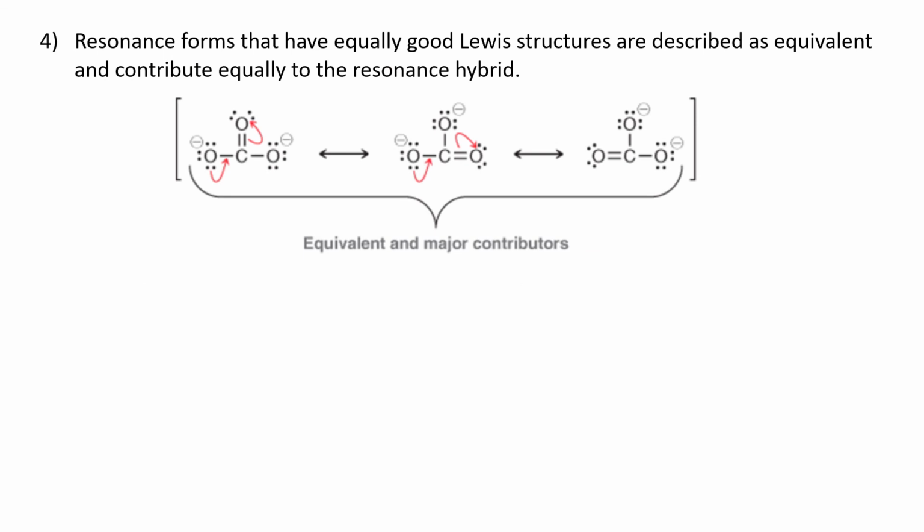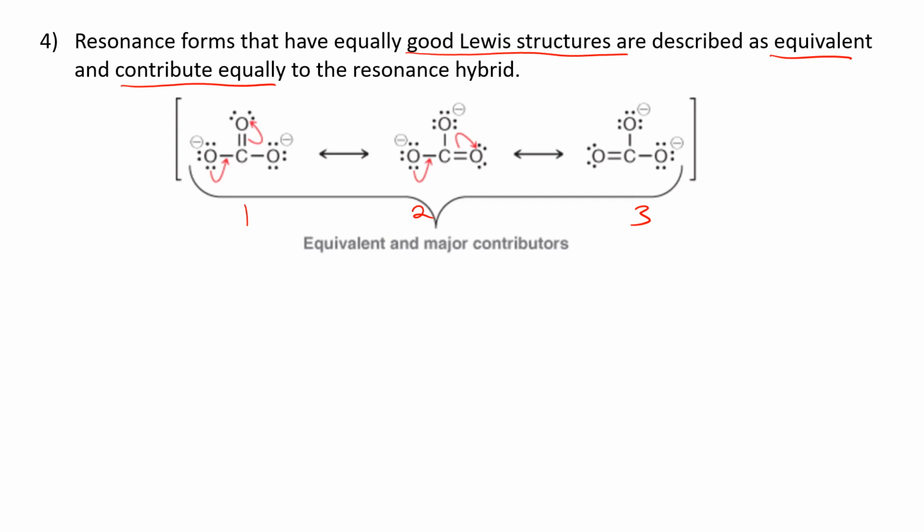And finally, resonance forms that have equally good Lewis structures are described as equivalent and will contribute equally to the resonance hybrid. So for example, all of these three structures, 1, 2, and 3, we cannot differentiate them with any of the rules that we previously discussed.